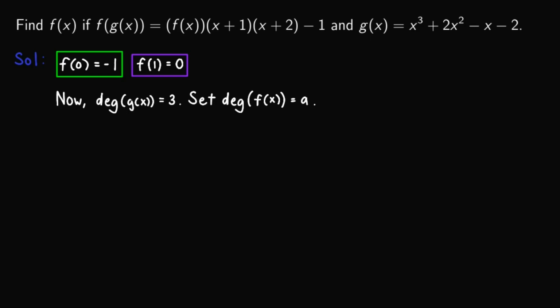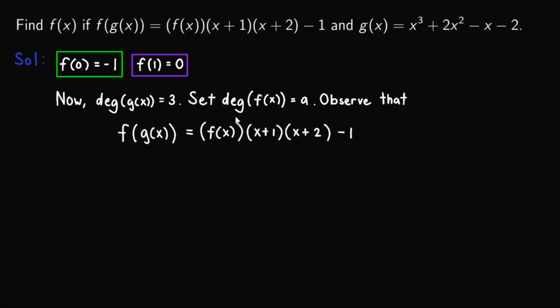Now, let's use this one out here. So observe that in here, let's focus first on the right hand side. So we know that the degree of f of x is a. The degree of x plus 1 is clearly 1 since this one is just linear, and so is x plus 2, just 1. For this one, it's just degree 0, so we disregarded 1.